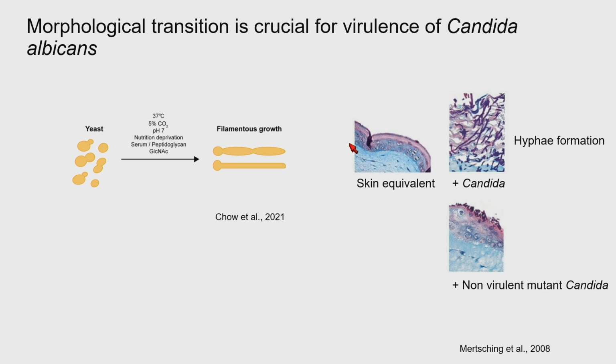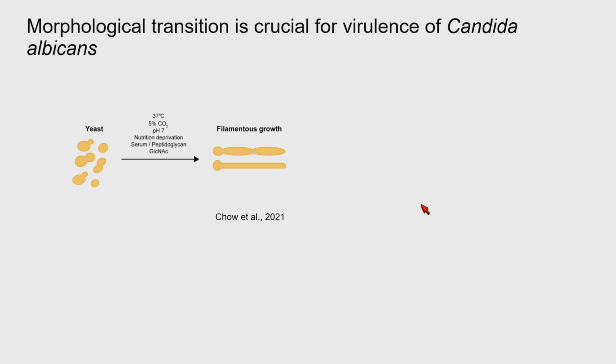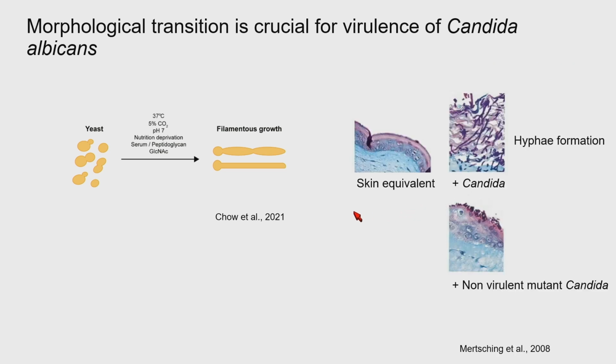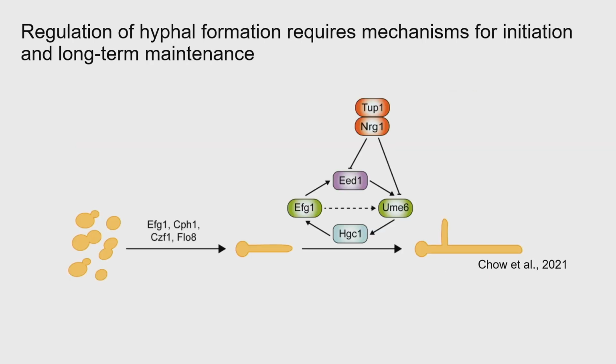In this graph here, this is a skin equivalent. I honestly don't know how they make it. But if you put Candida on top of that, within a couple of hours, they form hyphae and destroy the tissue. They penetrate deep into the tissue. But if you use mutants which cannot form hyphae, there is not much damage caused, maybe some inflammation, but that's about it. So this yeast to hyphae transition is very important for pathogenicity.